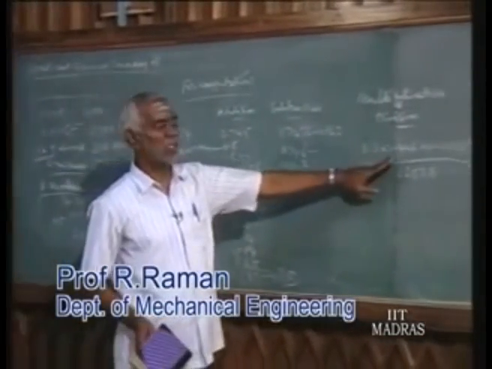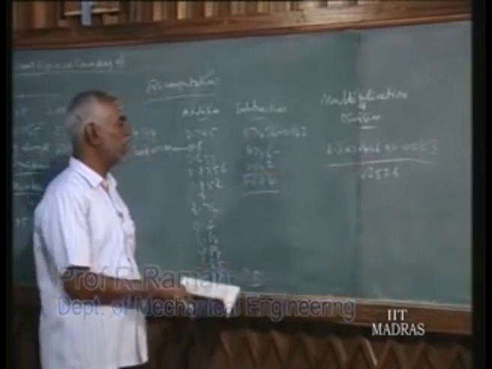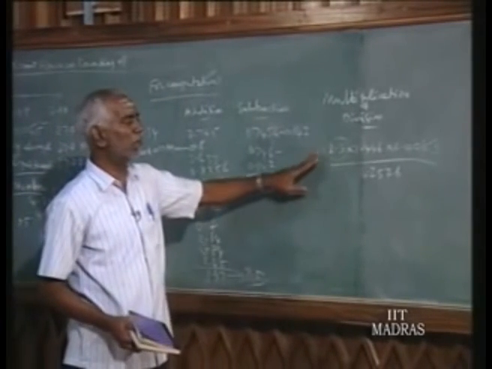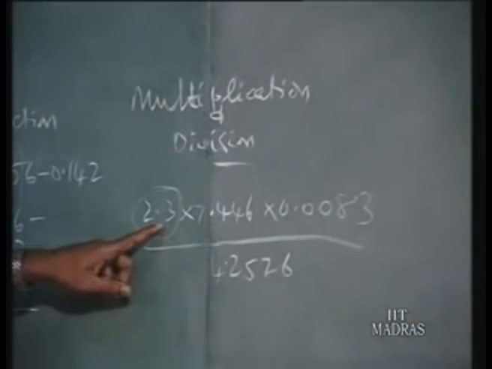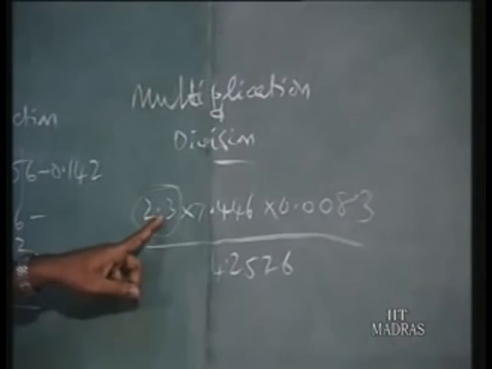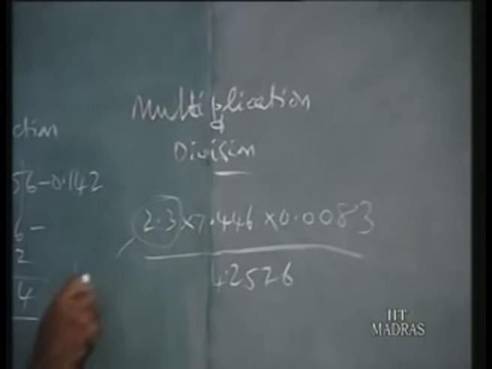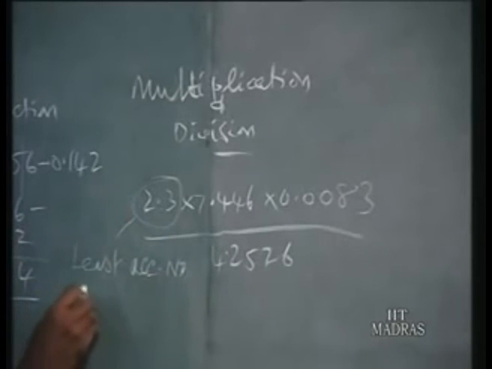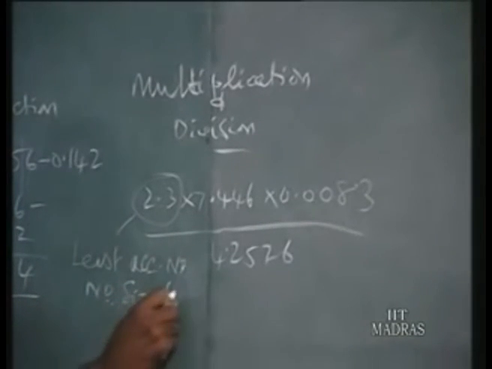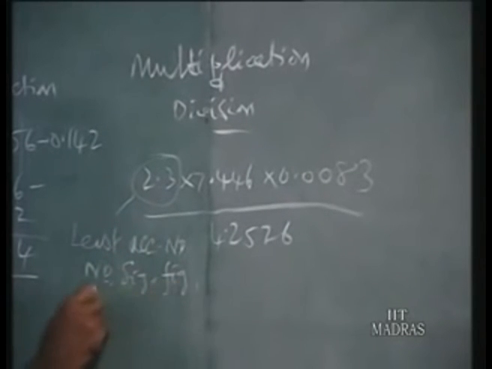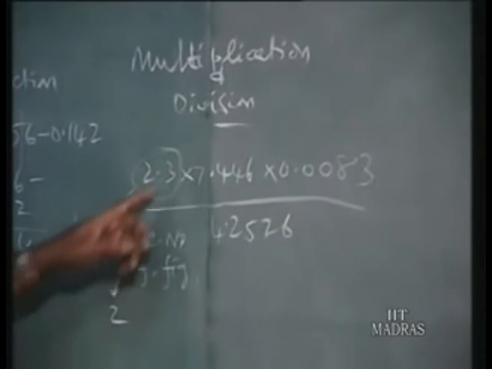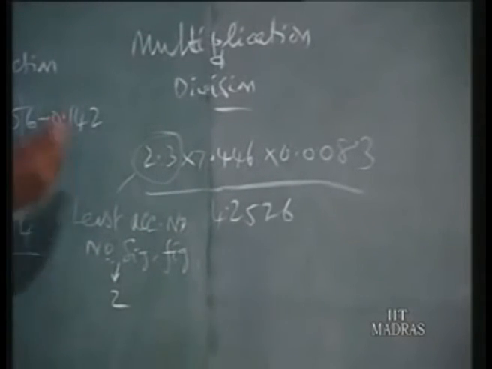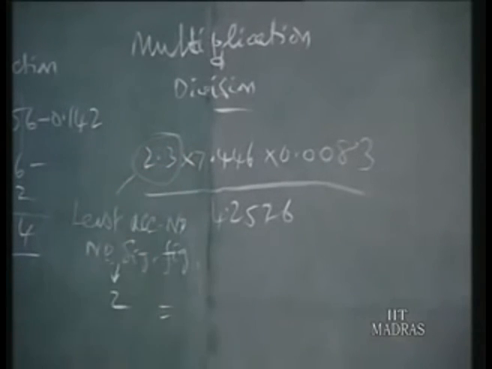Find out the least accurate number in this multiplication and division. Find out the number of decimal places. Find out the number of significant figures in the least accurate number. Now 2.3 has the least number of decimal places, so it happens to be the least accurate number. Next is the number of significant figures. Here it is 2 significant figures. So round off all the other numbers to one more significant figure and write the computation again. One more significant figure means up to 3 significant figures.